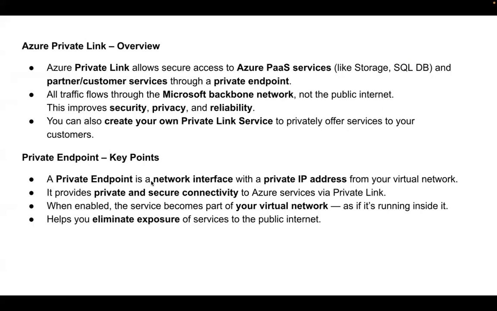A private endpoint is a network interface with a private IP address from your virtual network. It provides private and secure connectivity to Azure services via Private Link. So the IP to that service is nothing but the private link. When enabled, the service becomes part of your virtual network as if it's running inside it, which helps eliminate exposure of services to the public internet. The same things I tried to explain before.